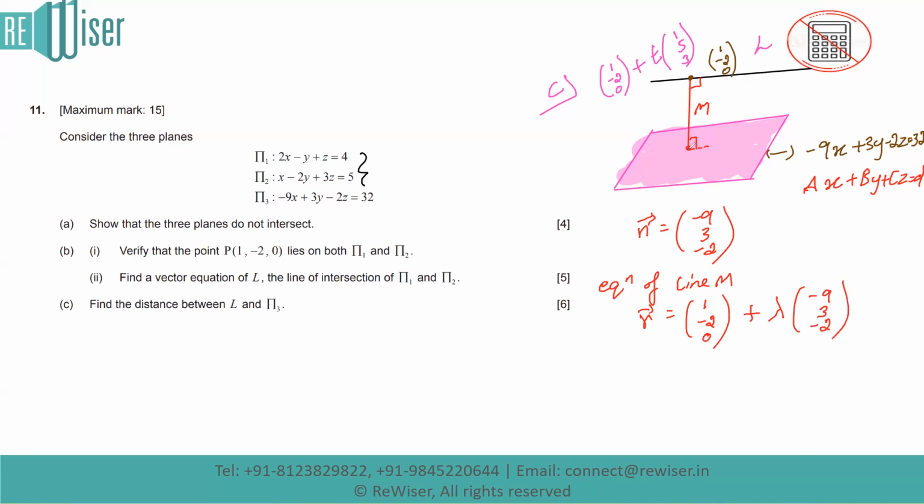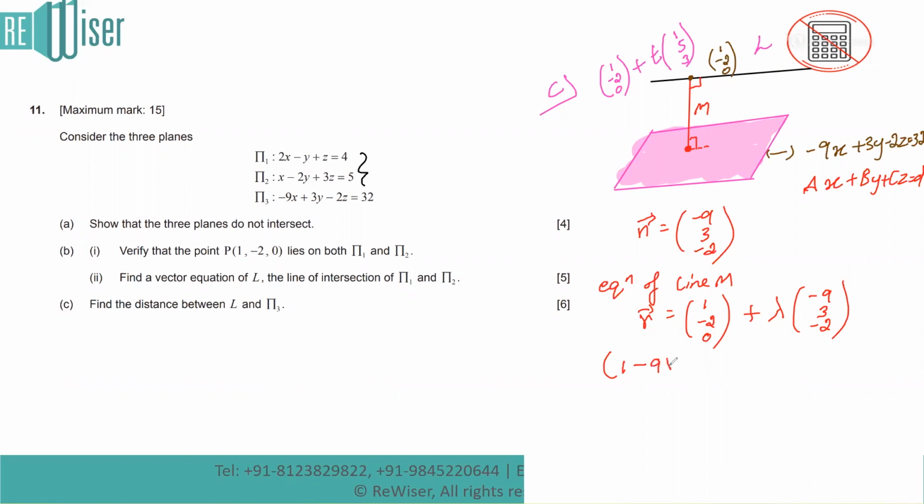Now, we know this point on that line also lies on the plane. So any point on the line, in general, when we know the equation of the plane and the equation of the line, we can say it as 1 - 9 lambda for the x coordinate, -2 plus 3 lambda for the y coordinate, and 0 - 2 lambda for the z coordinate. So this point is going to lie on the plane, so I can substitute it in place of x, y, z and get the value of lambda.